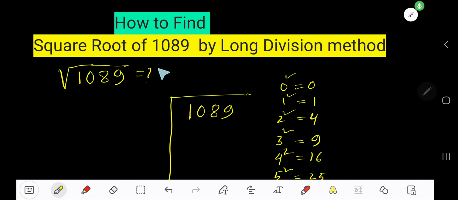How to find the square root of 1089 by the long division method. First, make groups from right to left. So this is your first group, then this is your second group. Consider the second group first, 10.